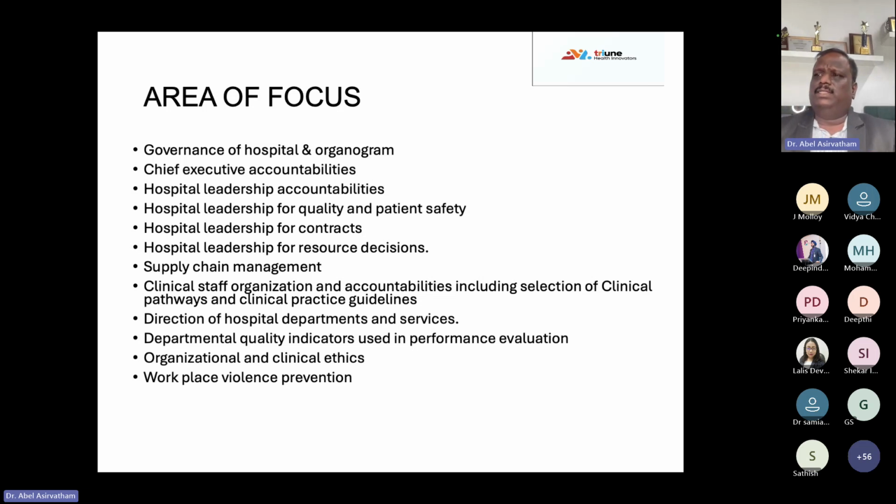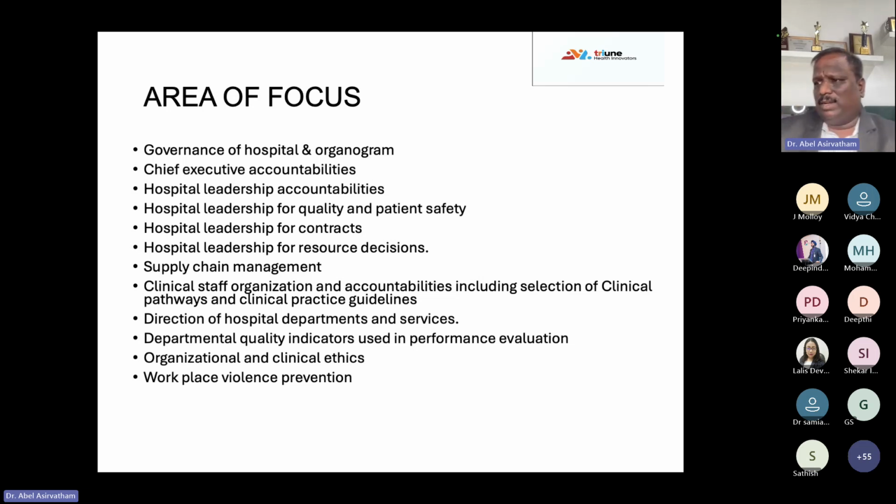Then it talks about the chief executive, the head of the organization, accountabilities, and hospital leadership accountability. Then hospital leadership for quality and patient safety, hospital leadership for contracts, and hospital leadership for resource decisions. When I say contracts, it mentions the parameters that need to be taken into account while reviewing the contract also. Then it talks about supply chain management, identifying items which are at most risk.